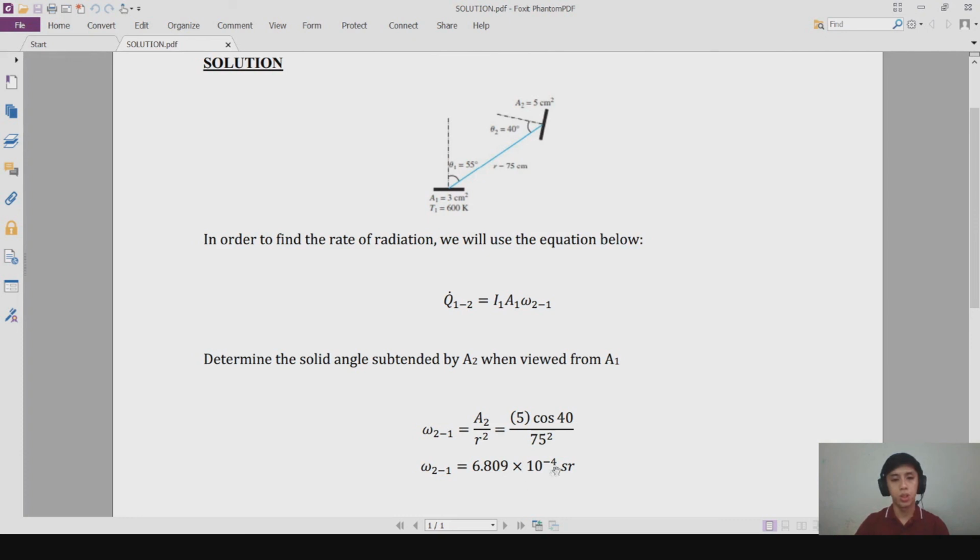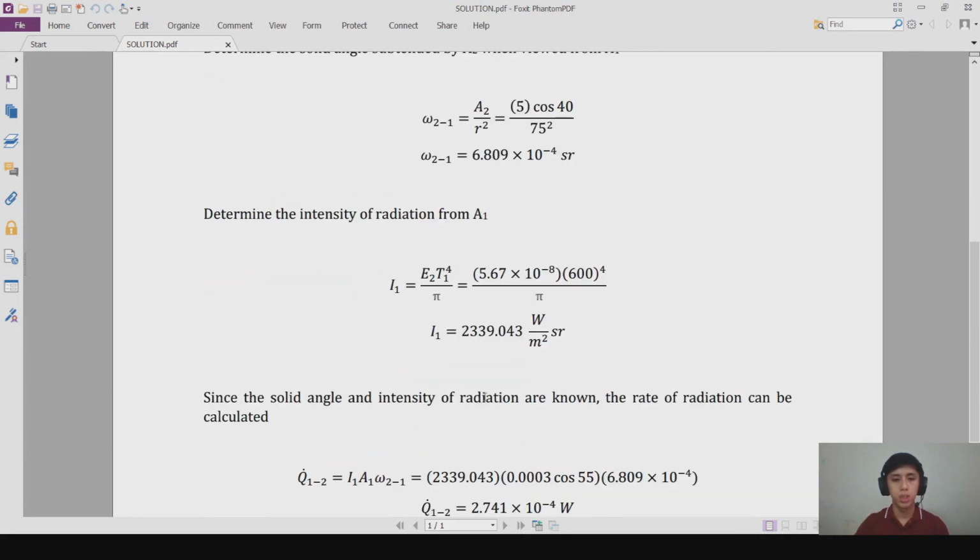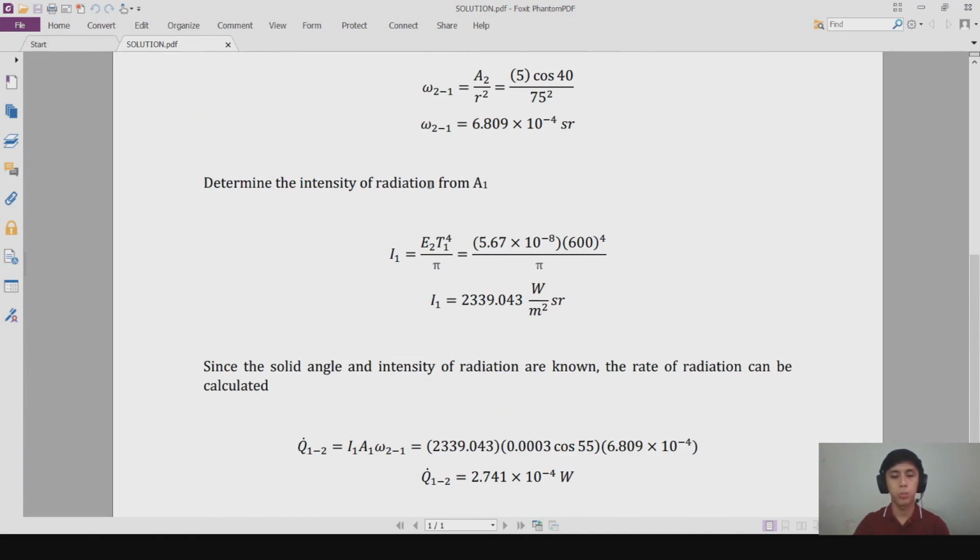Therefore, the solid angle subtended by A2 when viewed from A1 is equal to 6.809 times 10 to the power of minus 4 steradian. Next, we determine the intensity of radiation from A1 by using the formula sigma times T to the power of 4 divided by pi. Sigma is the Stefan-Boltzmann constant, equal to 5.67 times 10 to the power of minus 8. T is the temperature, which is given as 600 Kelvin. Therefore, the intensity of radiation is equal to 2339.043 watts per meter squared steradian.